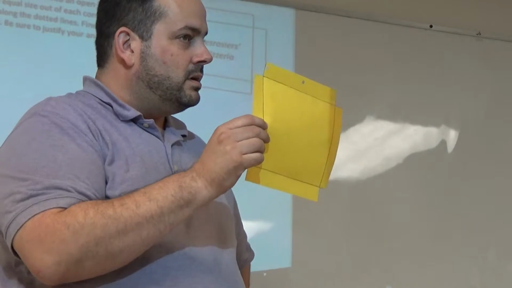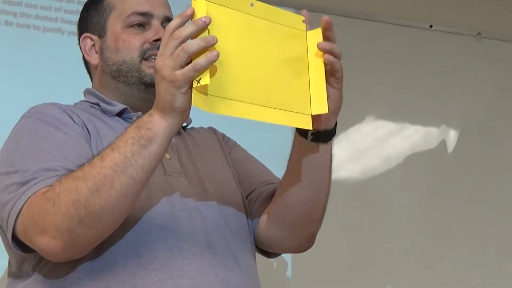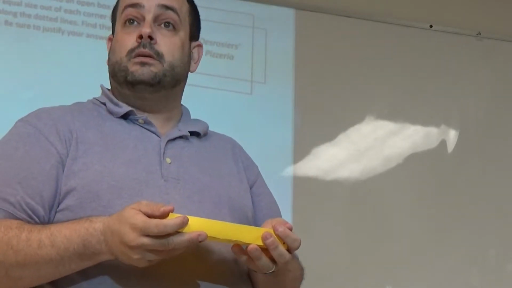How do they make the box? They fold. They fold it up. They fold this side in, this side in, this side down, and that's what makes the box. Are we okay?